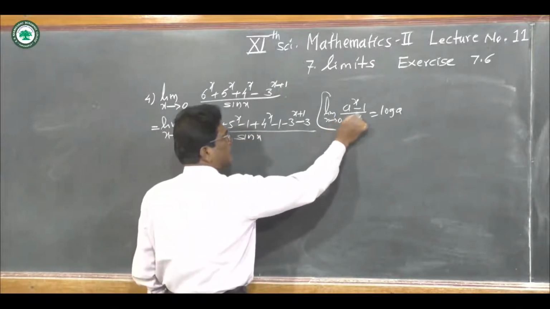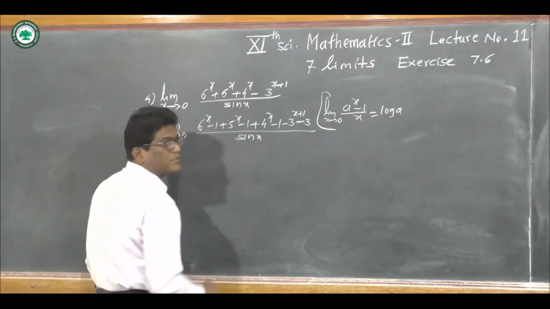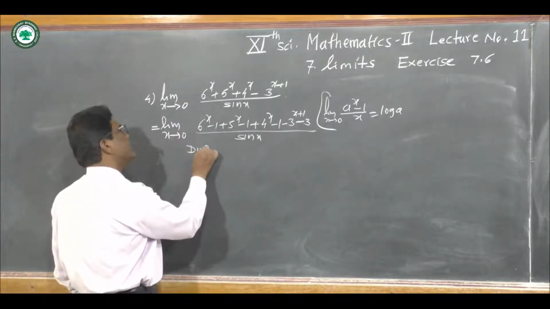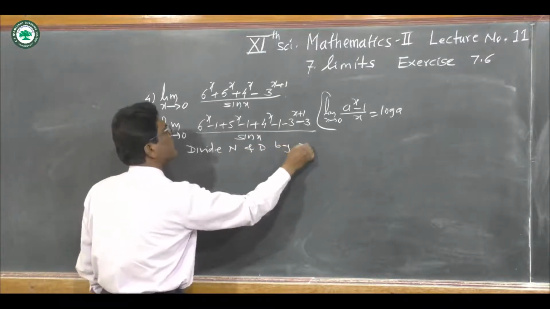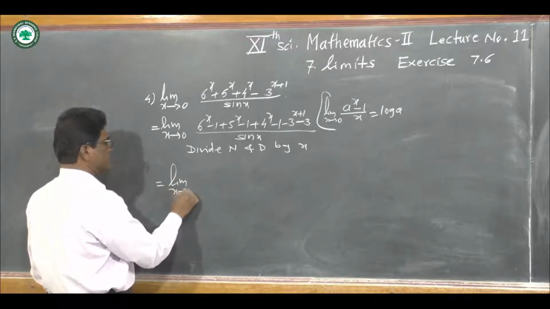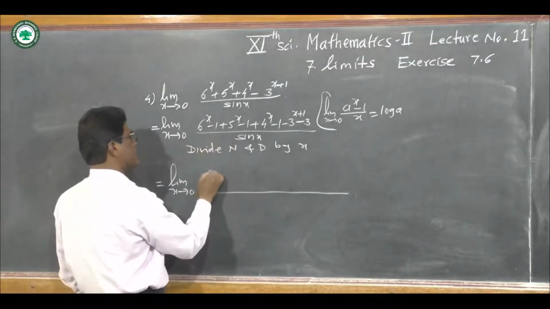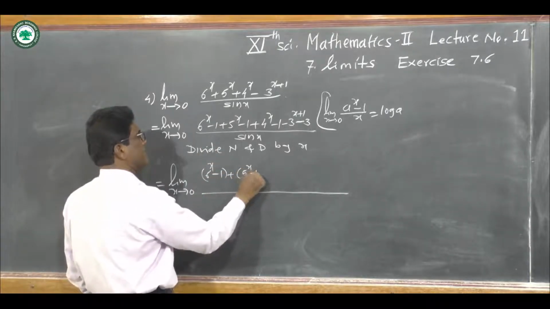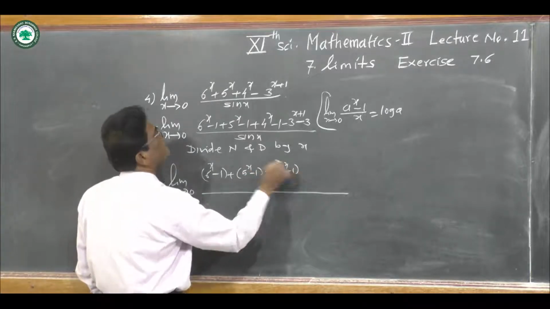Now here the denominator should be x. So we divide numerator and denominator by x. So it is equal to limit as x tends to 0. Now see here the numerator is 6^x minus 1, plus 5^x minus 1, plus 4^x minus 1.